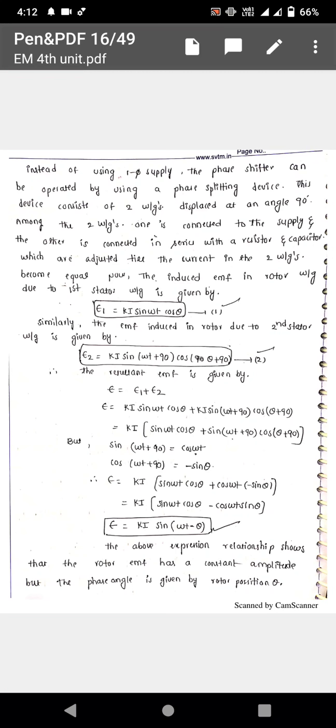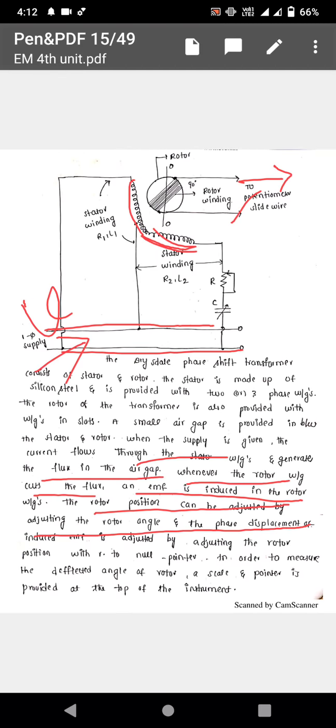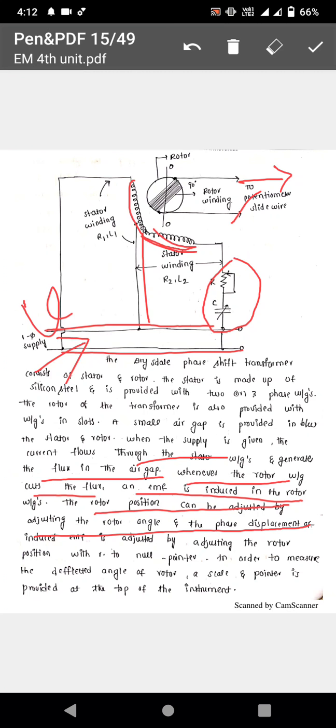Now for the voltage and current equations: one phase is not connected to resistance and capacitance, and one phase is connected to resistance and capacitance. Phase splitting will be possible if you connect a capacitor. A pure capacitor displaces the current by an angle of 90 degrees: the current leads the voltage by 90 degrees if you connect a capacitor.